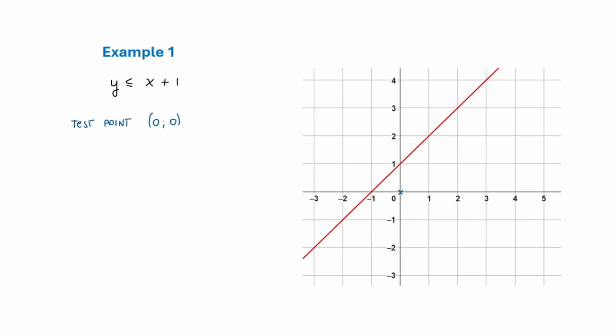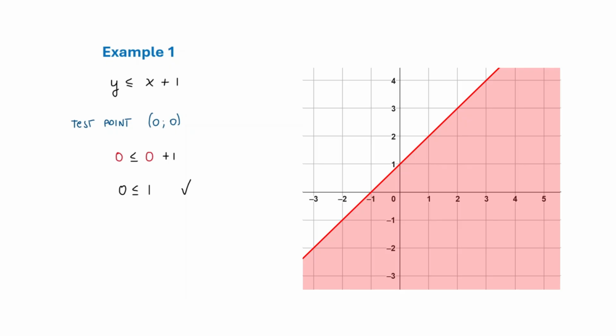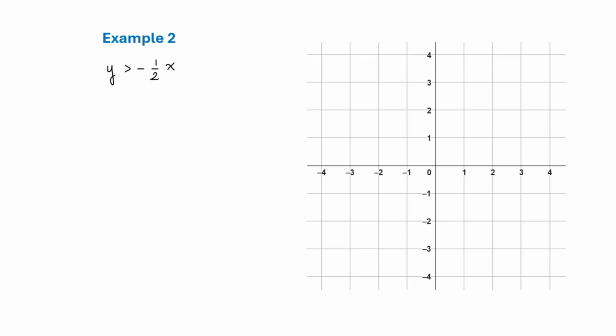The original inequality is y is less than or equal to x plus 1. Substituting 0, 0 gives 0 is less than or equal to 0 plus 1. So we get 0 is less than or equal to 1. This is true, so the region containing 0, 0 is part of the solution. That means we shade that region, and this is the graph of y is less than or equal to x plus 1. Now let's look at another example.